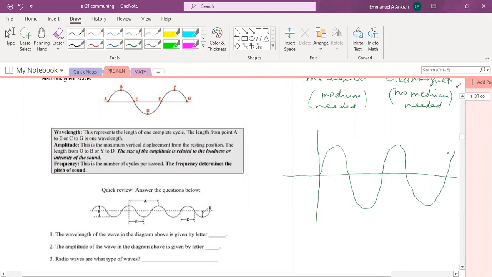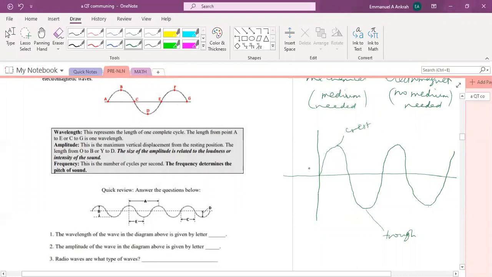So that's a sinusoidal curve, right? So we have what we call the peak here, which is called the crest. And then the minimum point here is the trough. So the wave is made up of crests and troughs. So that's another crest, that's another trough: crests and troughs.